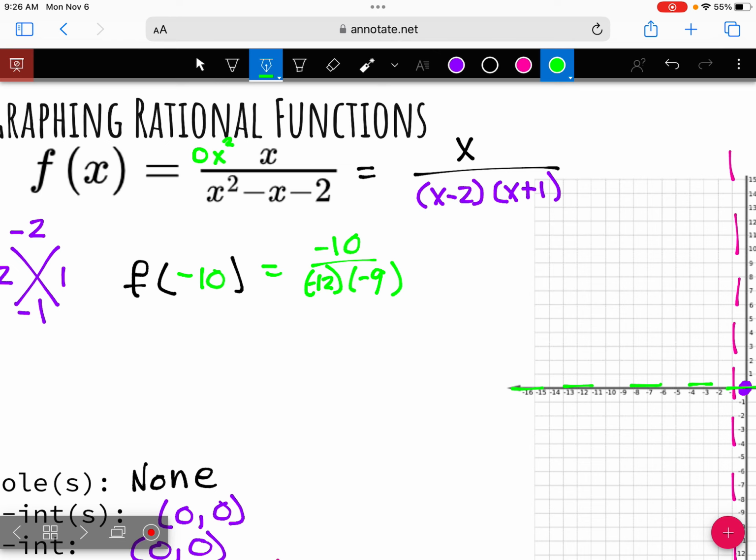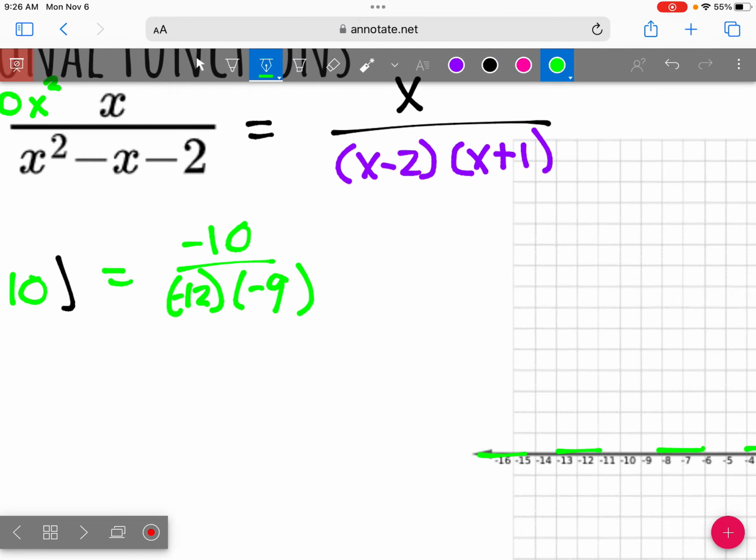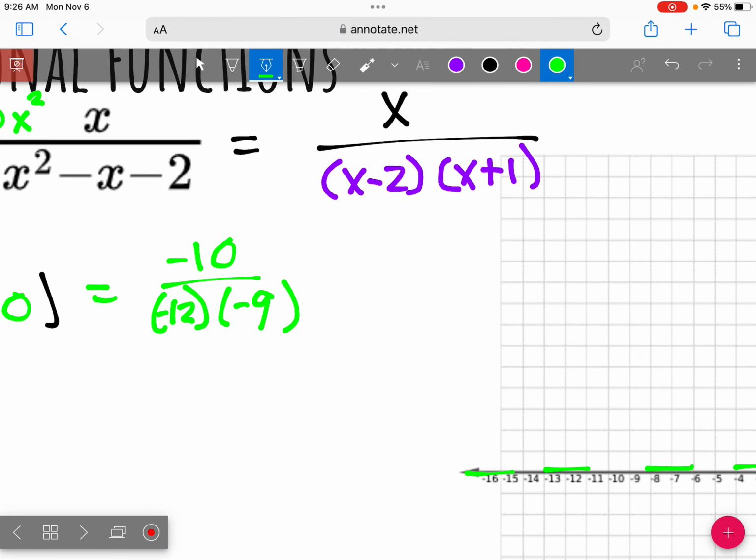So we have -10 over something big. 9 times 12 gives us 90 plus 18, so 108. So -10 over positive 108.